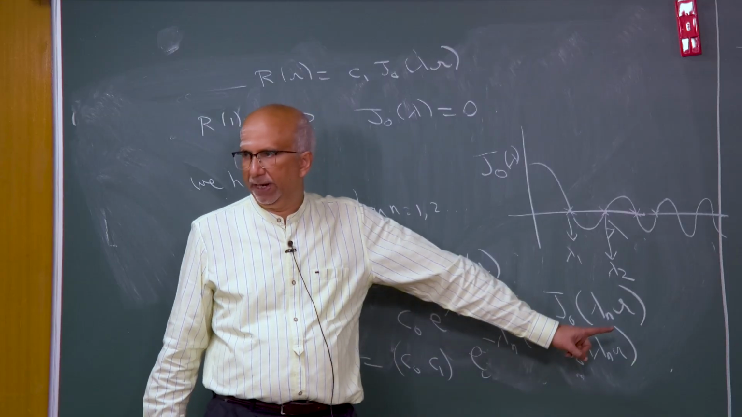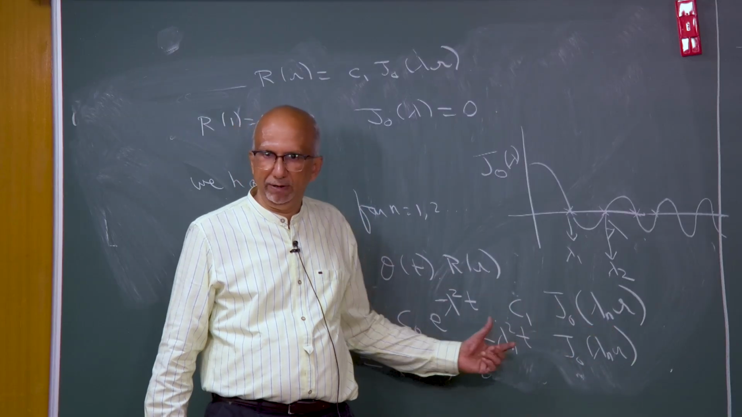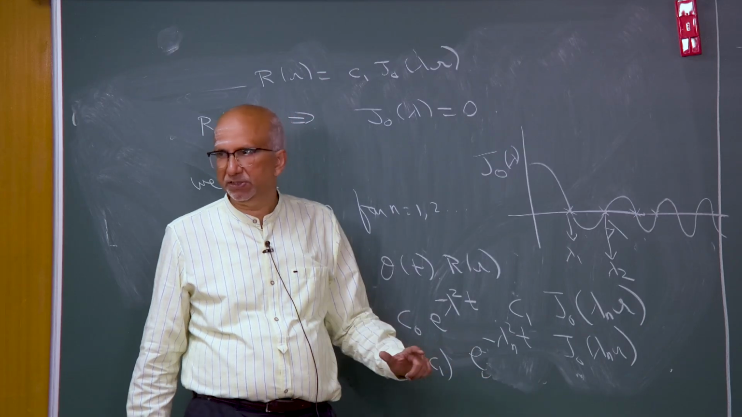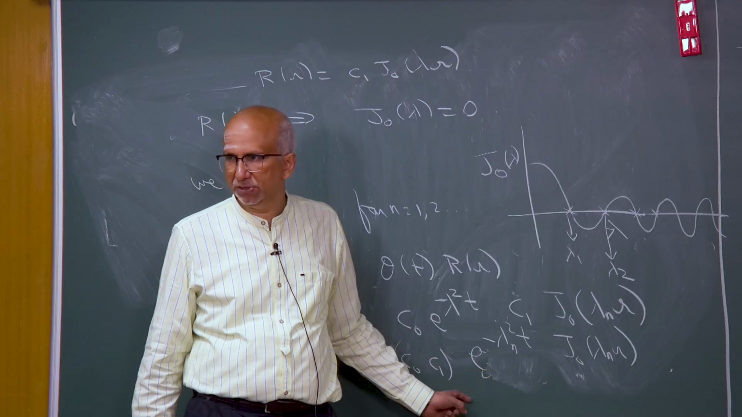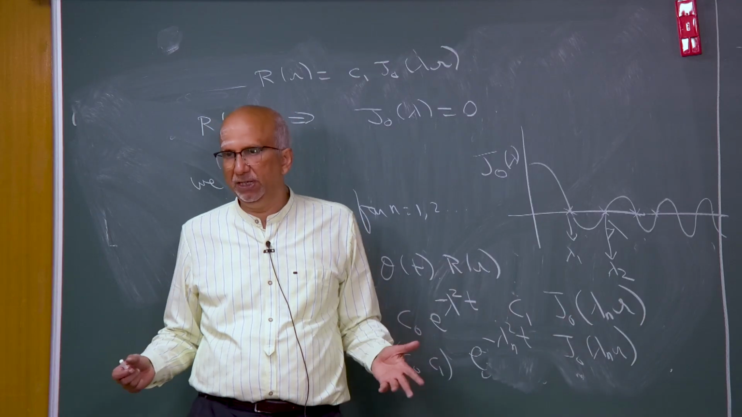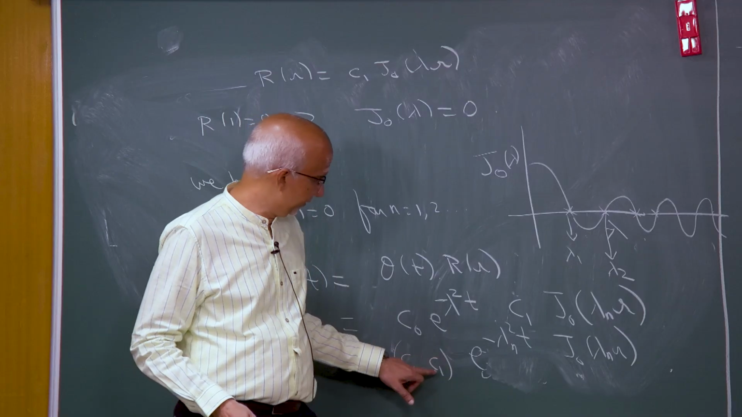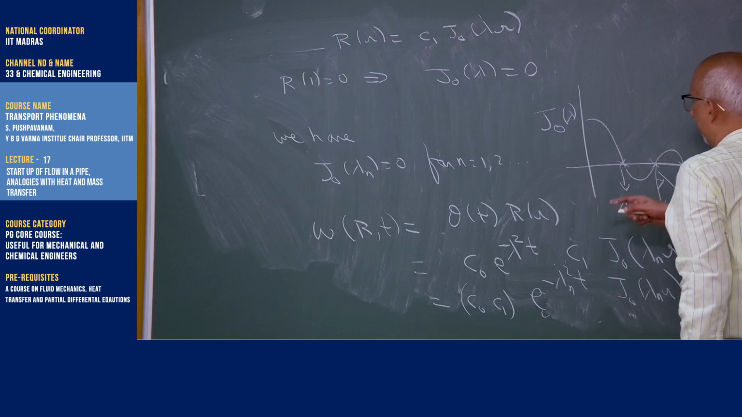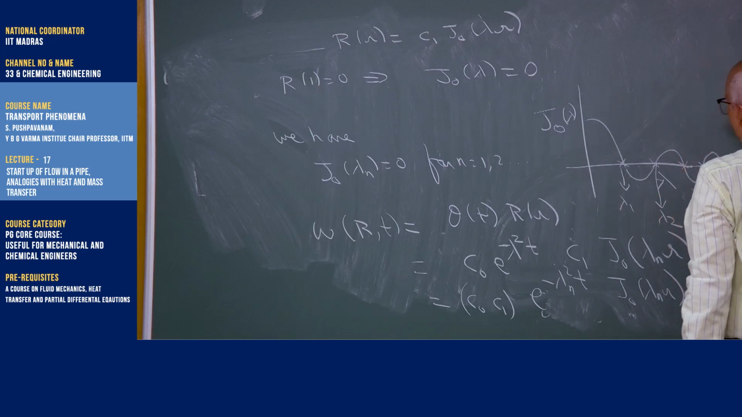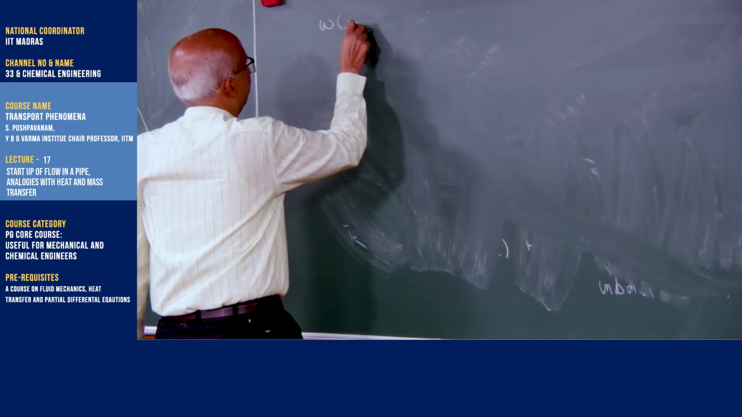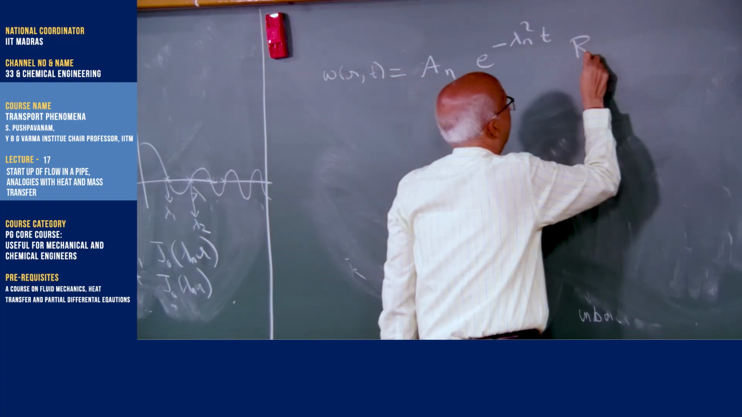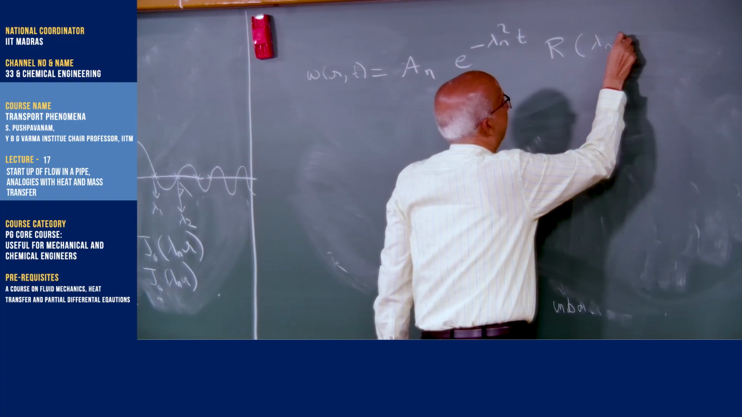I have a particular n, I have a particular zero, I will have some constant, which is arbitrary right now. I do not know what it is. It does not have to be the same. I have to recognize that this constant can vary with n and be sufficiently general. So, I am saying this is going to be a function of n. So, the point is, W of r comma t can be written as an e to the power minus λn² t times R of λn r.